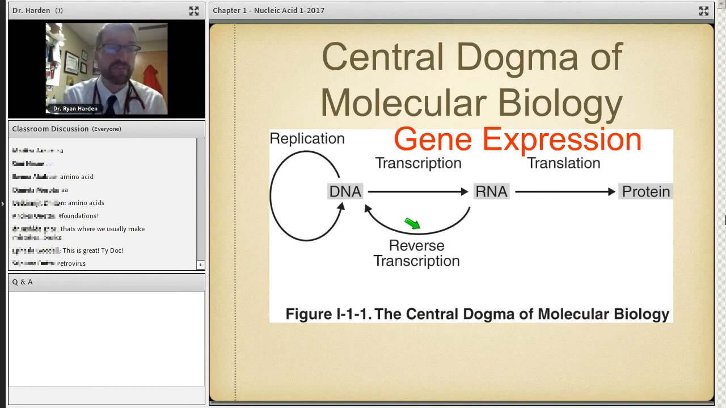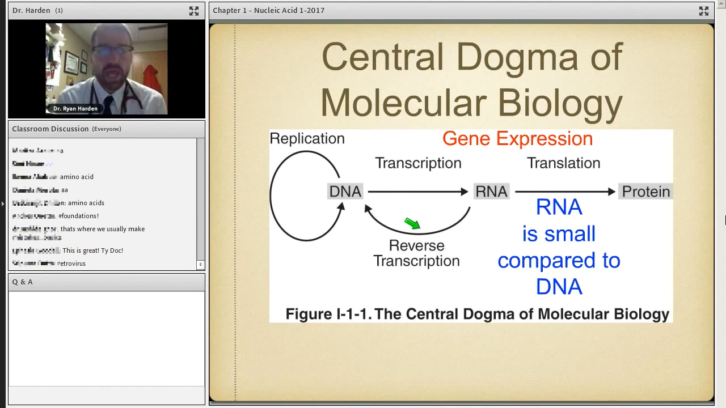Reverse transcriptase, very important for the exam, students. They're going to ask you a question about the HIV virus on the exam. I don't know what question they're going to ask you. They might ask you how to treat it, how to diagnose it, or they might ask you about the molecular biology of it. But it's always tested on the exam.